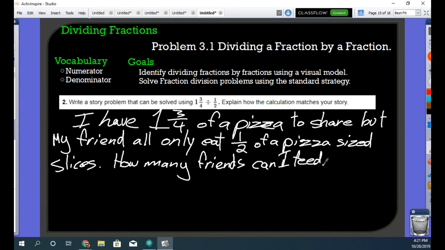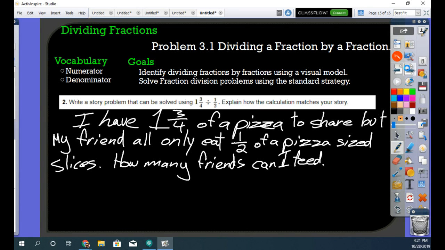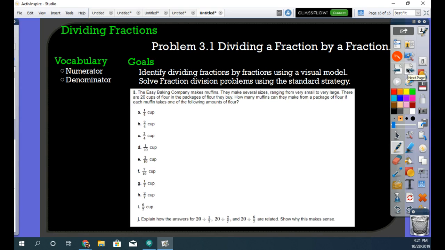Calculation, explain how the calculation matches your story. If your student can give me a story, that's fine. If they can make any kind of effort explaining how the calculation matches, yeah, I'm totally fine with just a story. Last question. Now, this is just practice. So we're going to go ahead and practice this out.